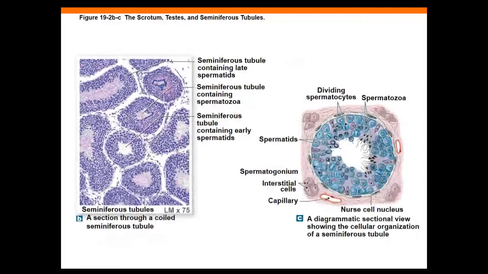All right. So remember, the opening is called a lumen. It doesn't really matter what we're talking about, any hollow structure has a lumen. So we're going to have division that takes place, and each successive division is going to push the daughter cells toward the lumen. So eventually we end up with the spermatids and the spermatozoa in the lumen.